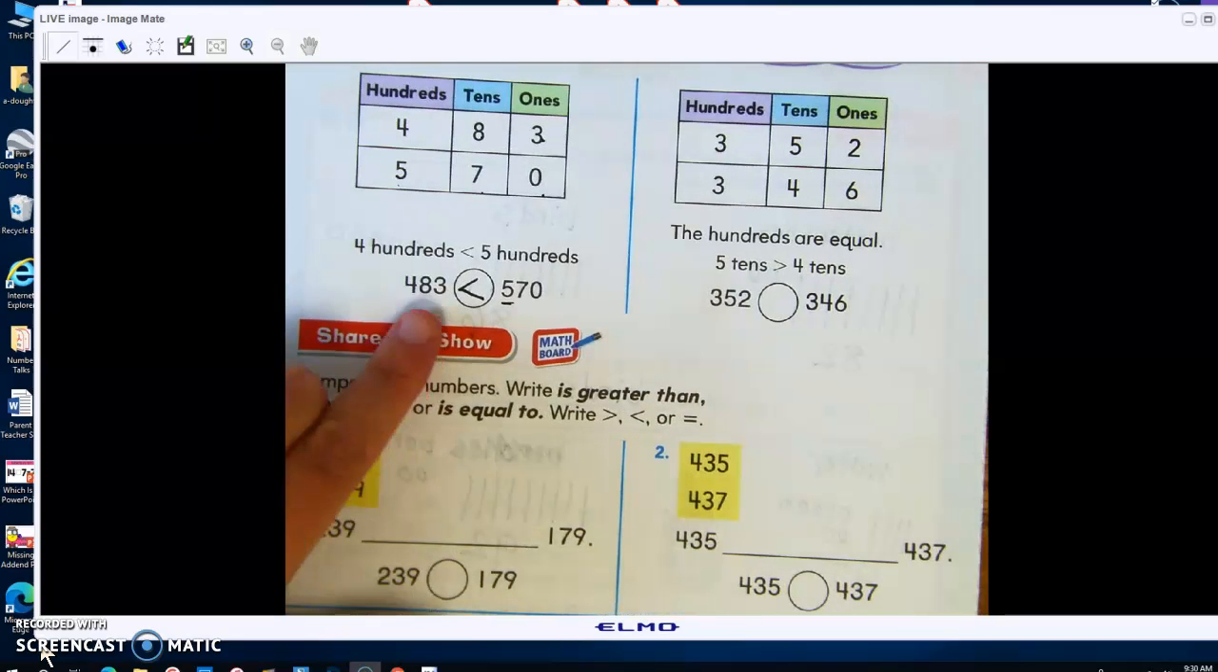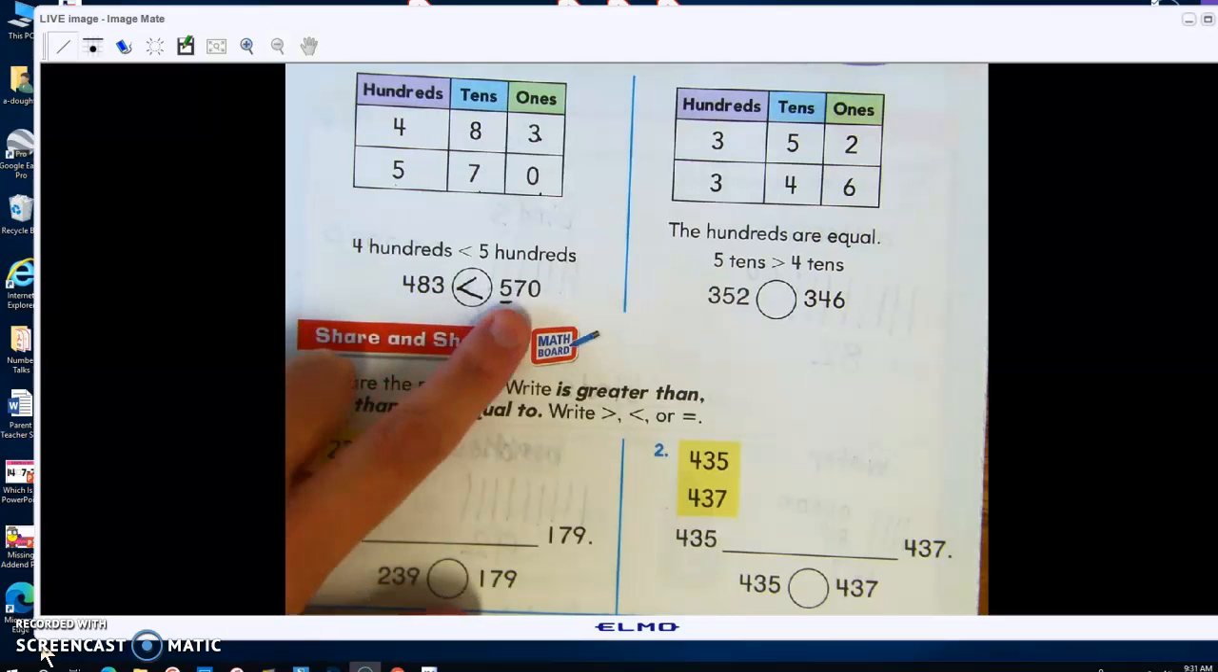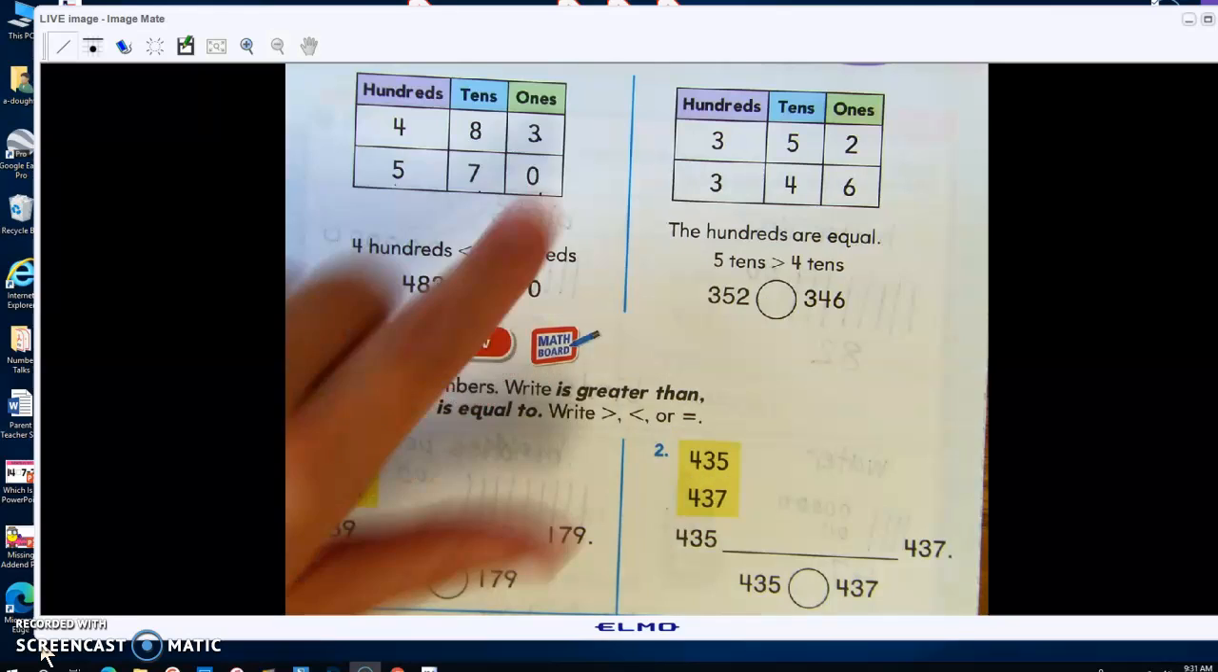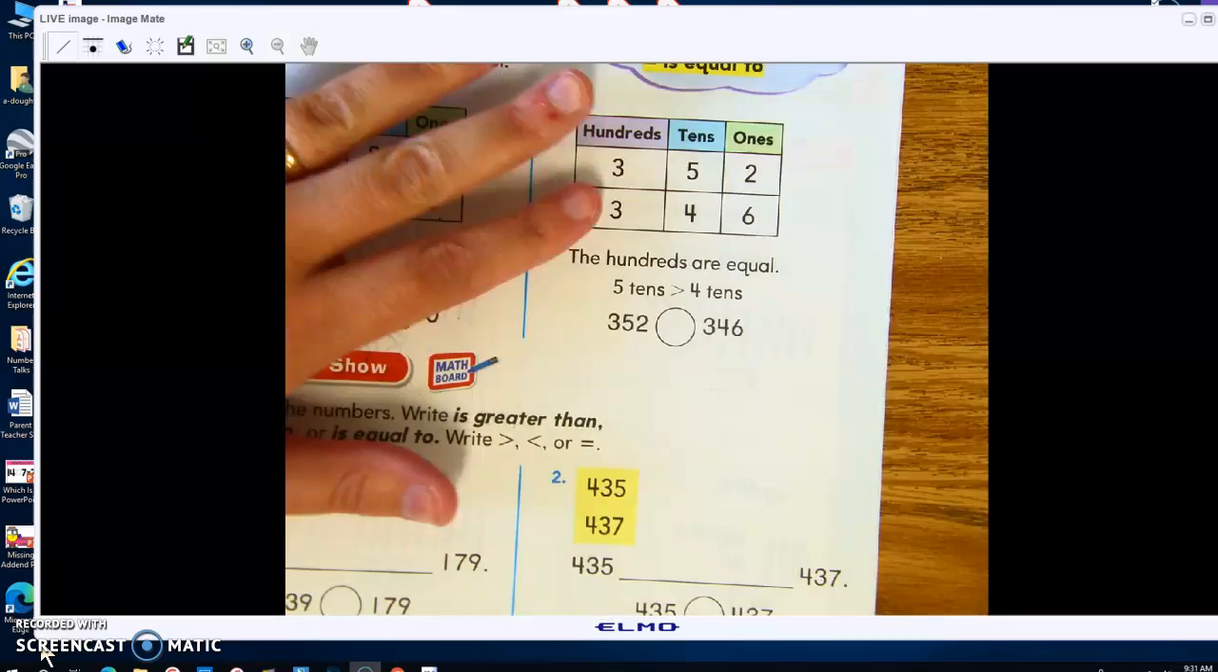Okay, so this says 483. Is that less than or greater than? Less than 570. Because remember, less than, the smaller numbers first. Let's go to the next one.